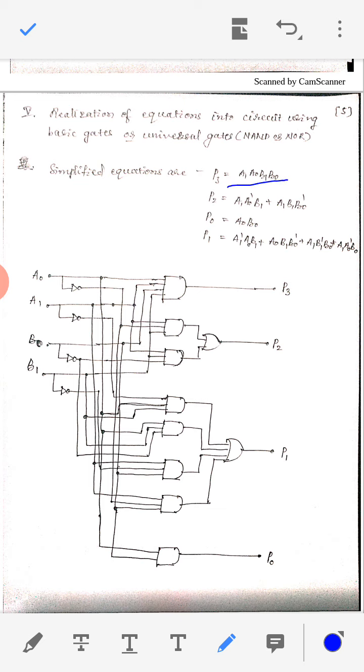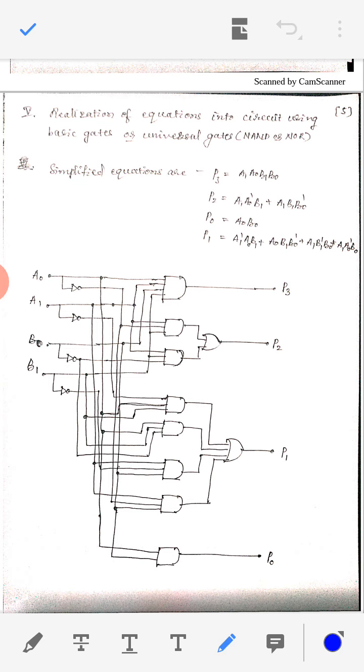for P3. There is no simplification because there is only one equation, a0 a1 b0 b1. So it is only one. Then P2 is this one, P0 and P1 here. Once we have simplified, however many outputs there are, that many equations will be there.